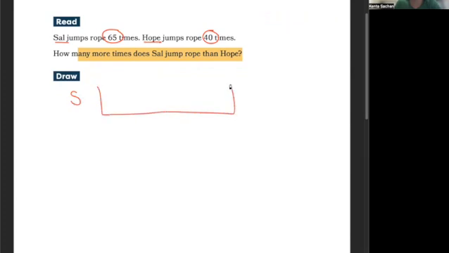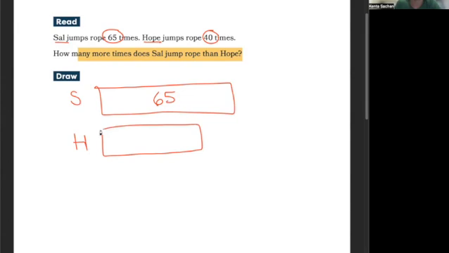I can draw Sal's jump ropes to 65 and Hope's jump ropes, which is going to be another rectangle. And it's going to be a little bit less, right? 40. Hope only did 40. We want to know, right? How many more times did Sal jump rope here? All right, so what we've been doing past couple days is using our number lines, right? So let's draw a number line here.